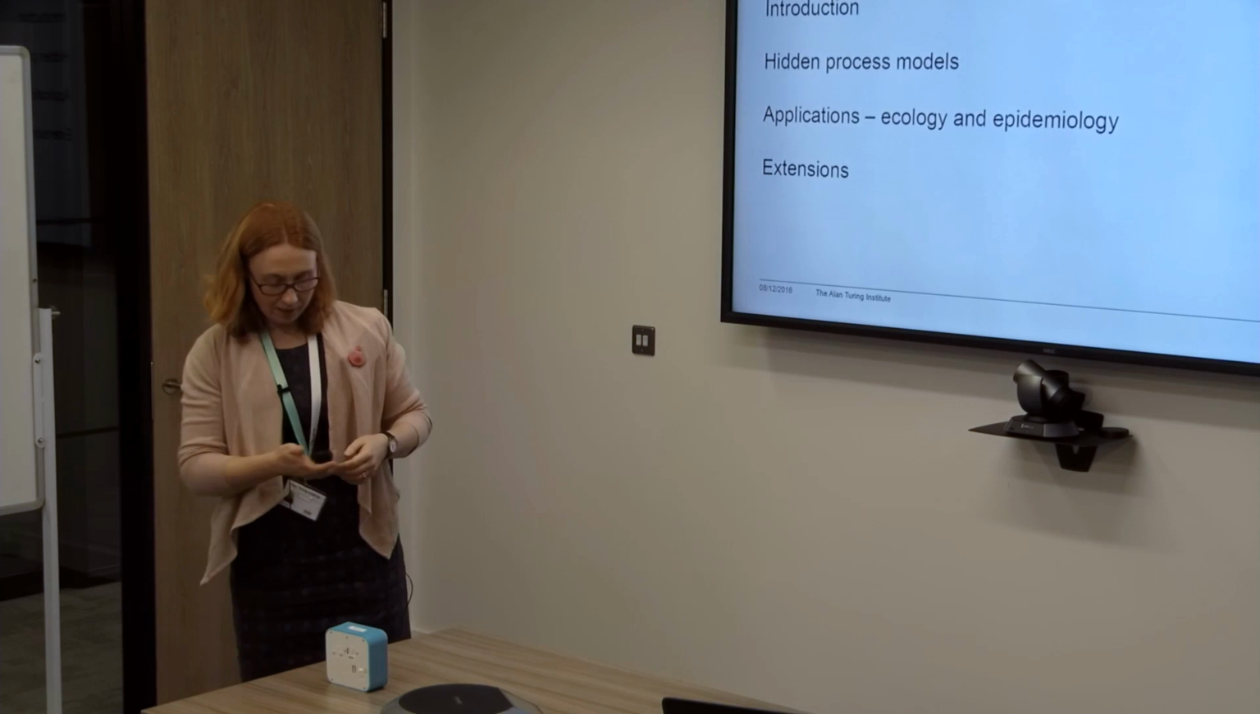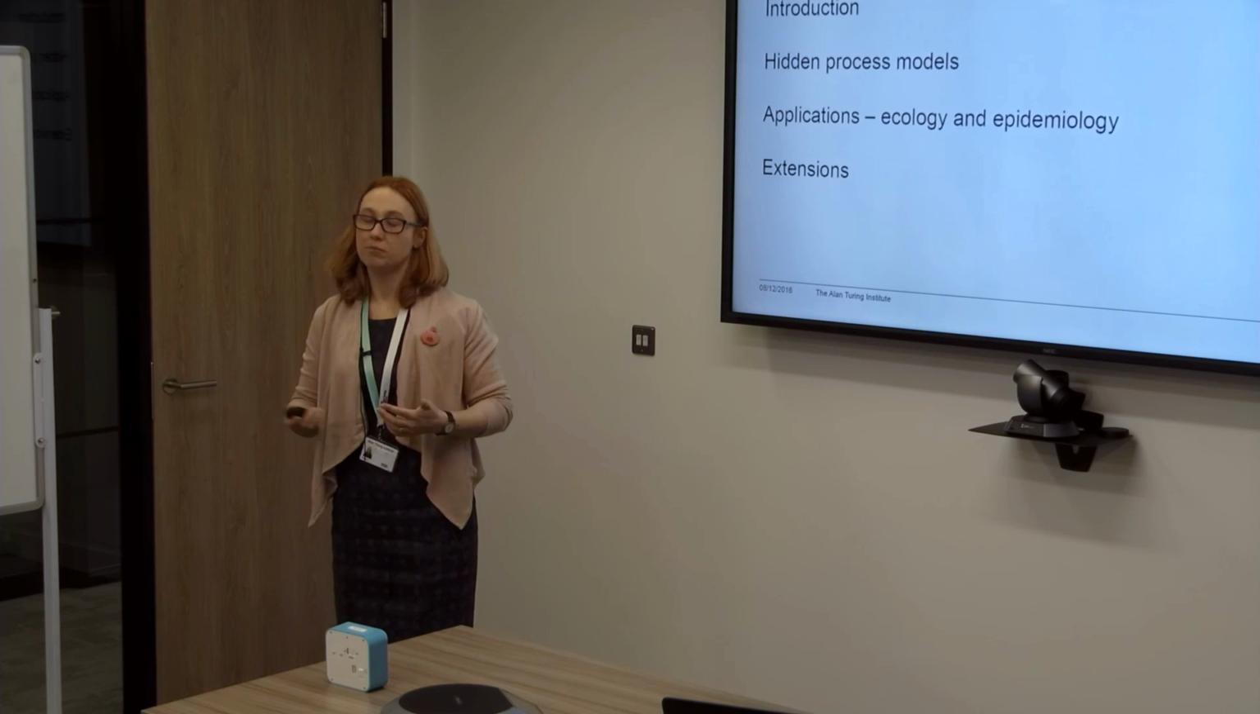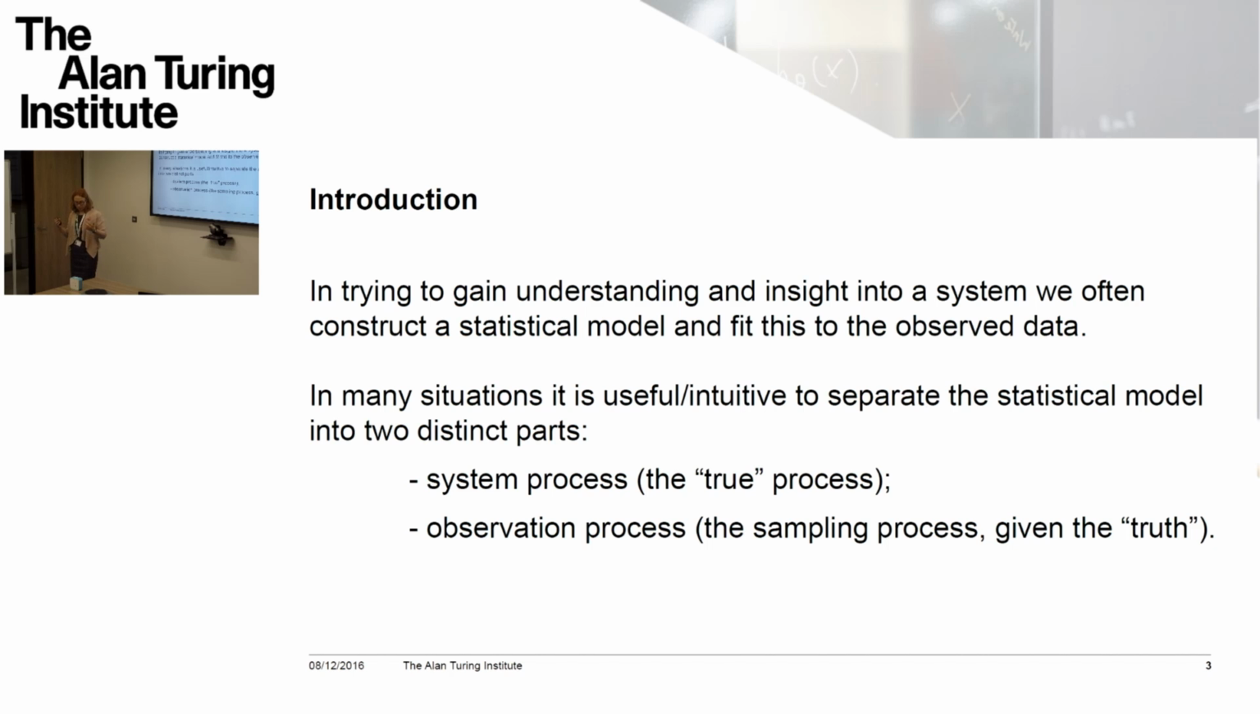So mainly, I'm going to be looking at how hidden process models are so useful. And they're nice and generic, so I'm trying to present it in a nice generic way. Although the applications I'm looking at are largely in statistical ecology, and one example in epidemiology, many, many different areas fit into these hidden Markov or hidden process model structures.